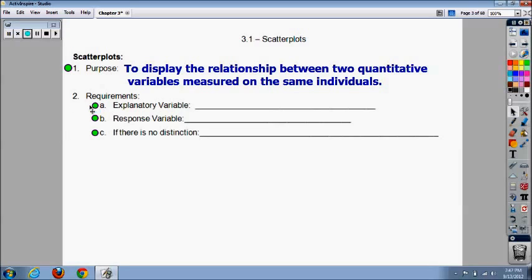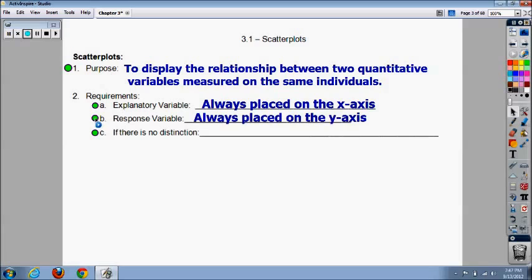Now, the explanatory variable is going to be like your independent variable, the information that goes on your x-axis, or your horizontal axis. So you're always going to put the explanatory variable, what you're trying to use to explain if there's a relationship with some other variable, on the x-axis. And that other variable is the response variable that's receiving the explanatory variable. And it's always going to go on the y-axis.